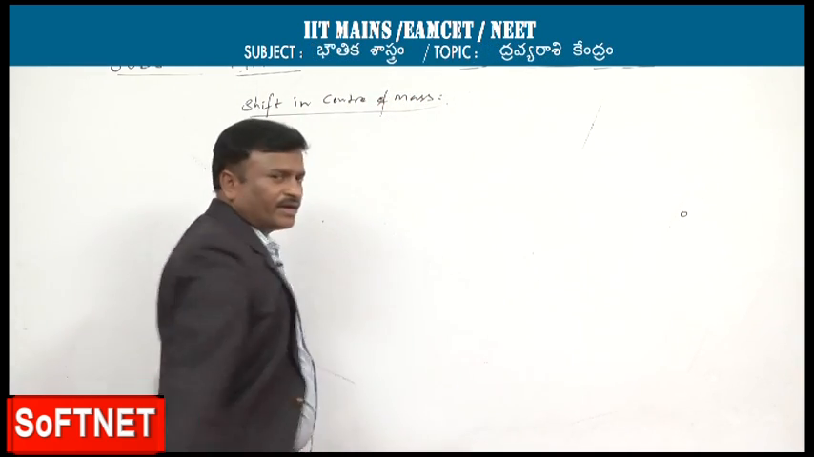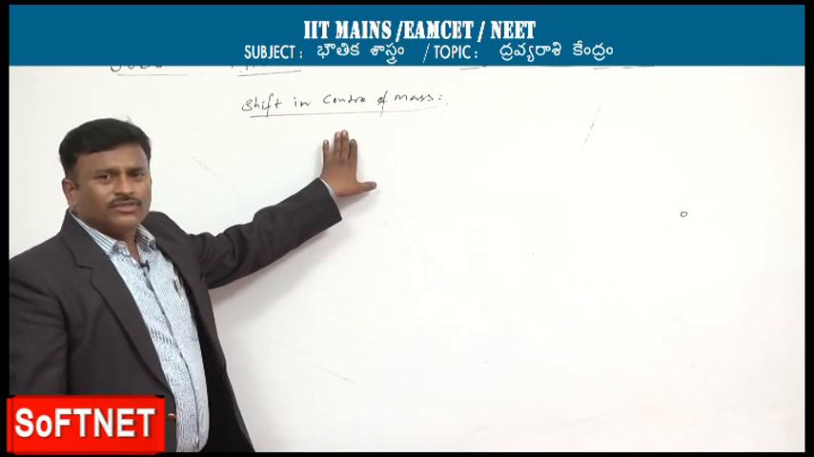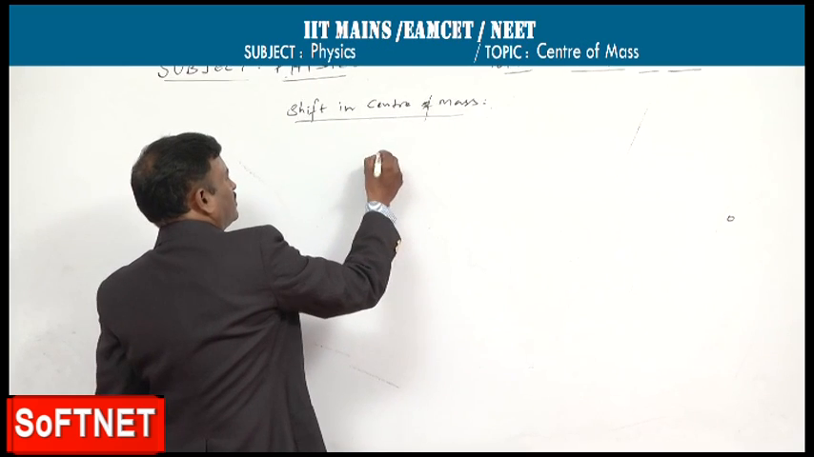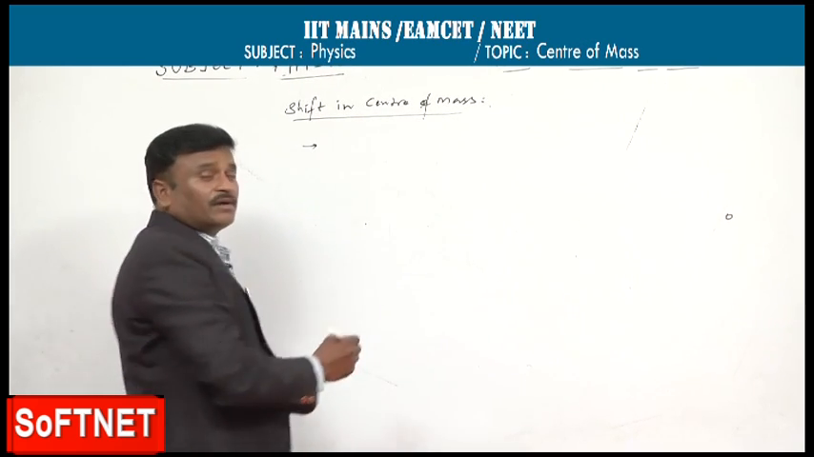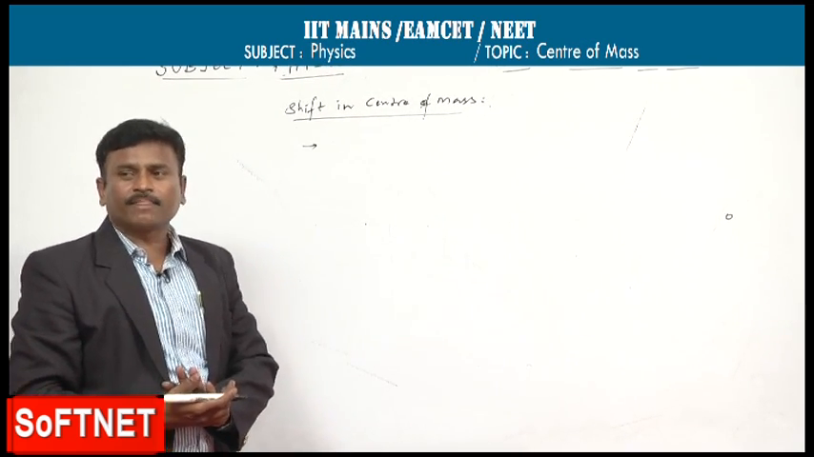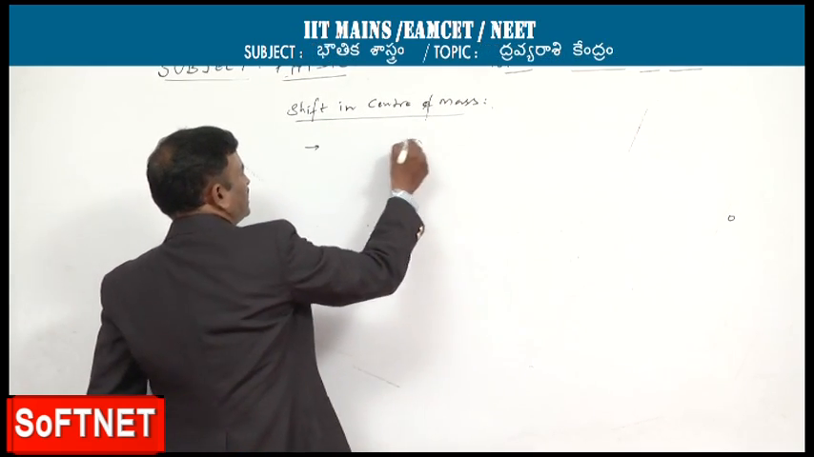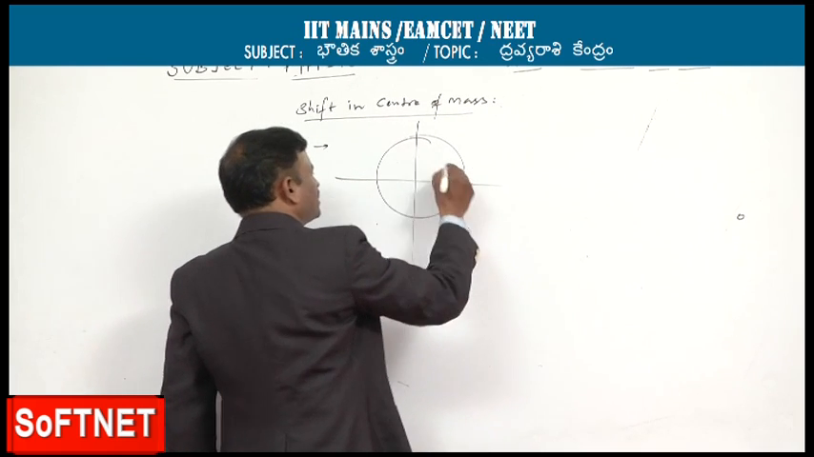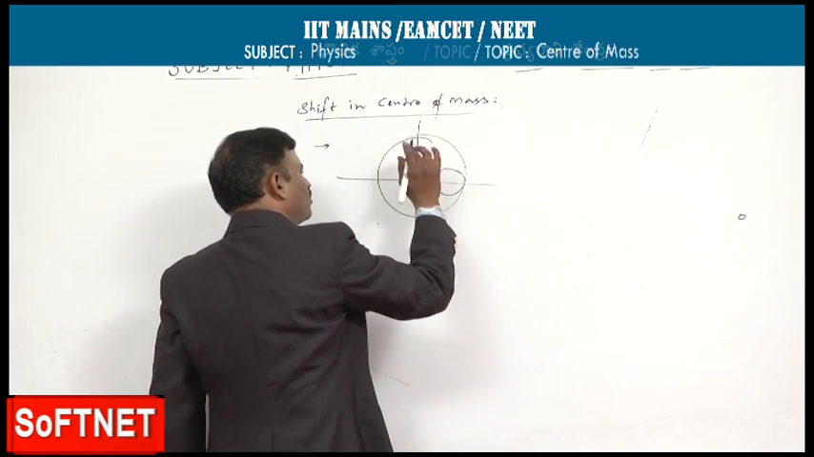It is very important for the competitive exams. So, first model, let us take the shift in center of mass in the case of the disk, when a part of the disk, a circular portion of the disk, is removed.